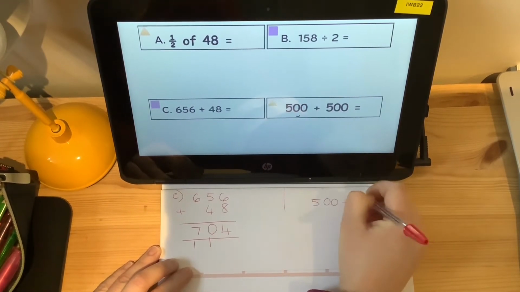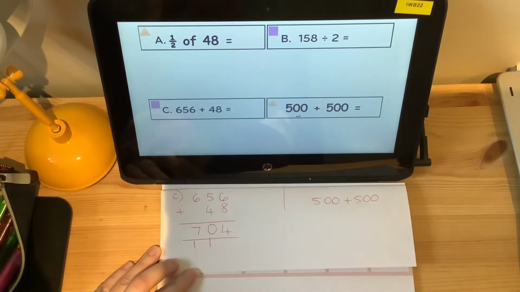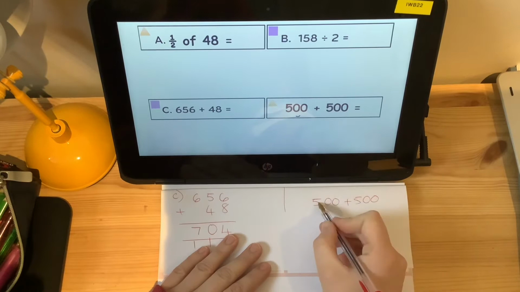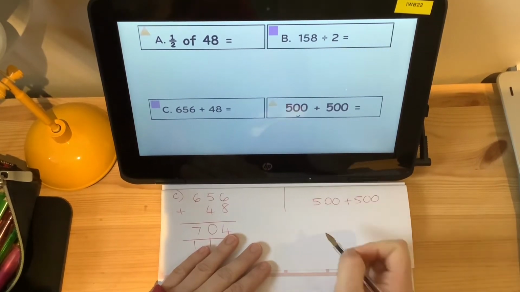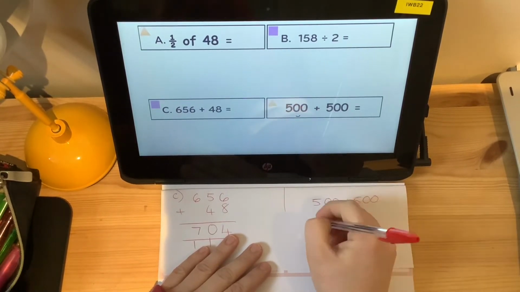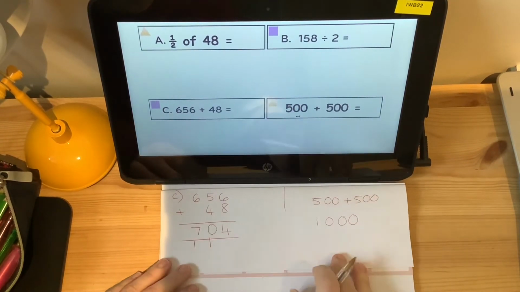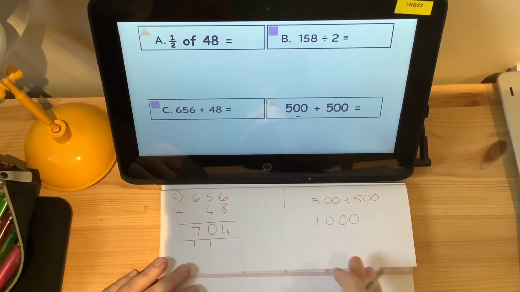Lastly, I've got 500 add 500. Now you can do this one mentally, or you may like to do column addition. But I know that 5 add 5 is 10, that 50 add 50 is 100, so I know 500 add 500 is 1000. I can use my known facts to find that one out. So well done if you got those right.